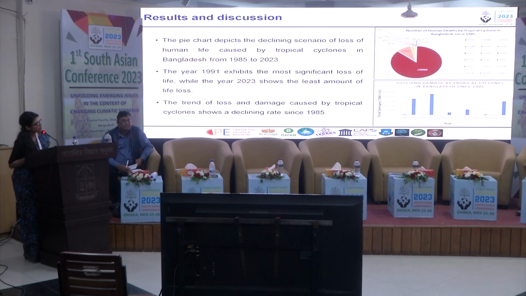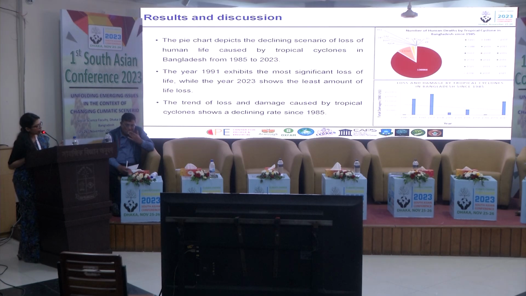If we see the first graph, there is the loss and damage scenario, and it is about the life cost: the people who died because of tropical cyclones in these regions from 1991 to 2023.